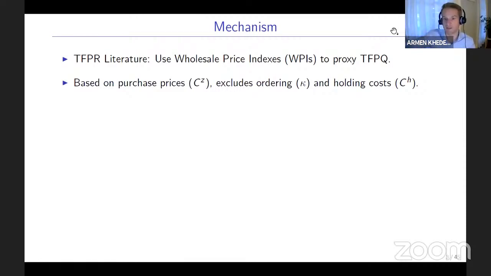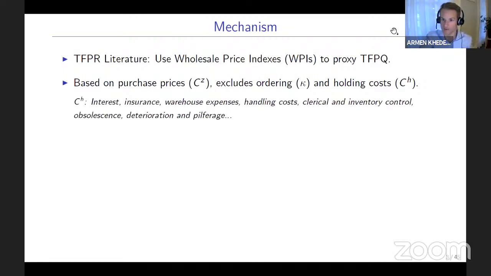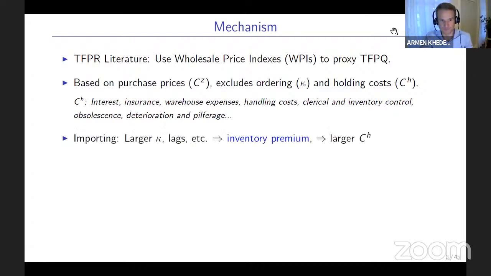So if a firm is buying at that price, this price does not include all these additional costs, which it has to incur into getting those goods, which are the ordering costs or holding costs. Now, let me just quick reminder what holding costs of inventories are. These are costs associated with the foregone interest rates of having the goods in the warehouse, all the maintenance of the warehouse management, and all the costs associated with the depreciation of goods in the warehouse.